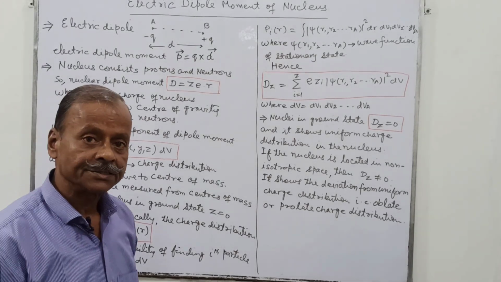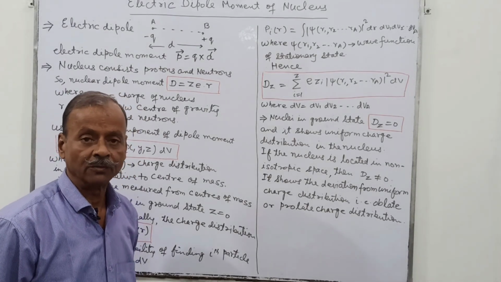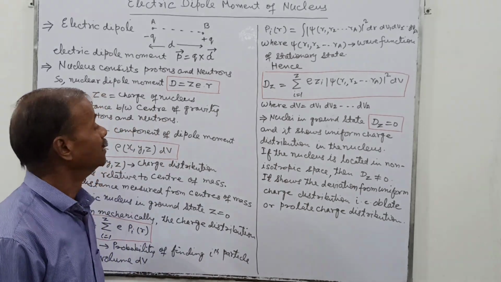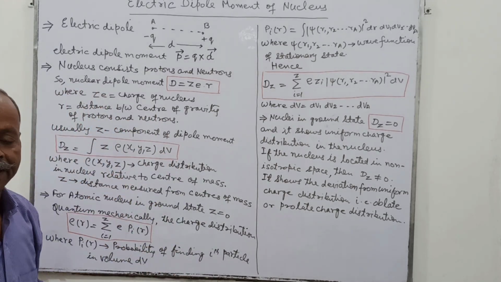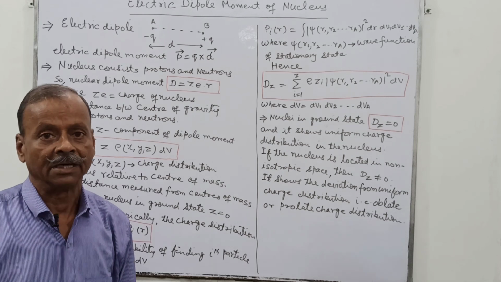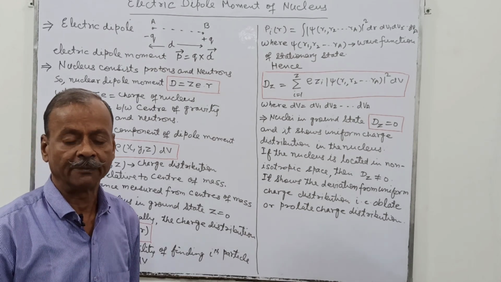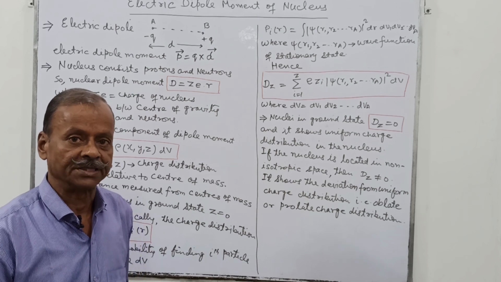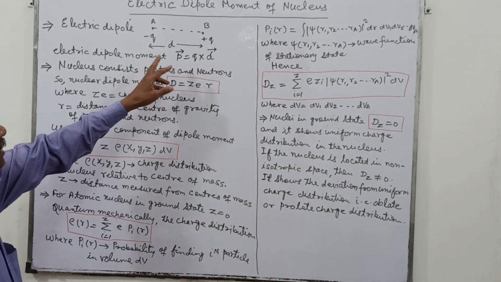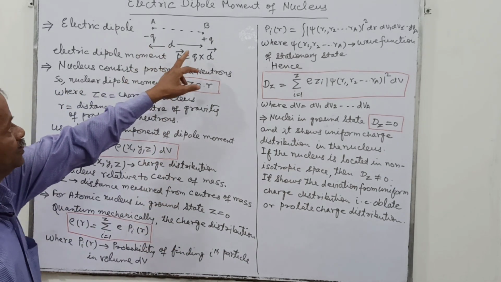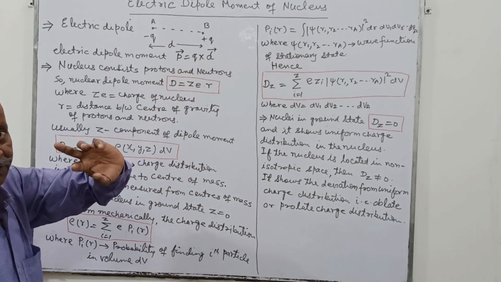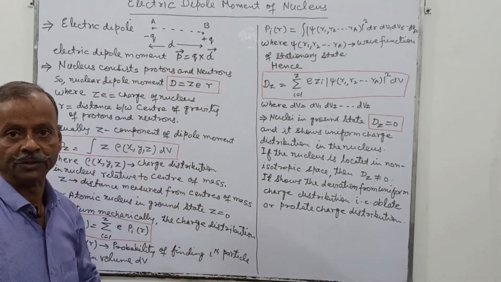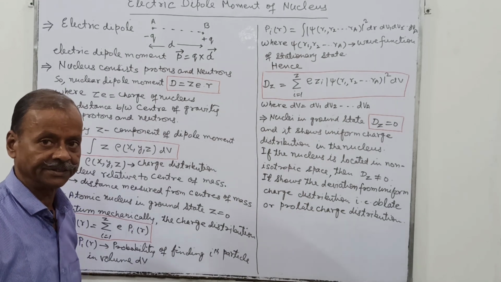Today we will discuss the electric dipole moment of the nucleus. As we know, an electric dipole means the arrangement of two equal and opposite charges separated by some small distance. So that we have shown here. This is the minus q, this is the plus q at a distance d. So now the electric dipole moment P equals q times d, by definition.